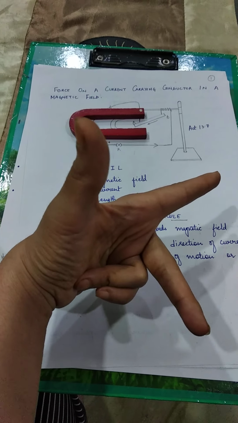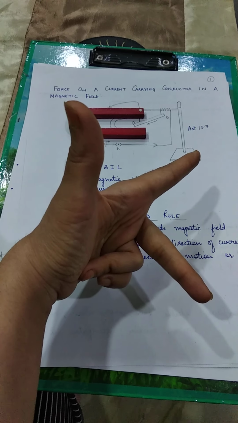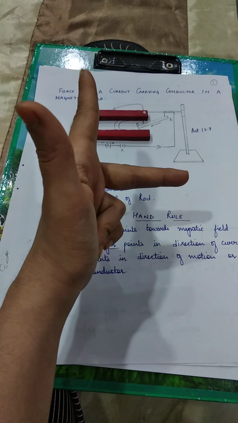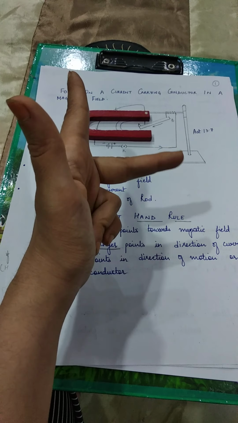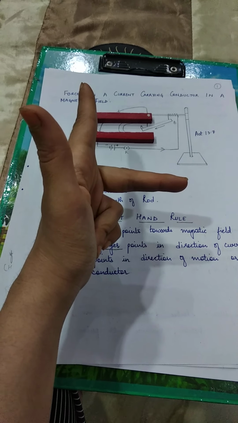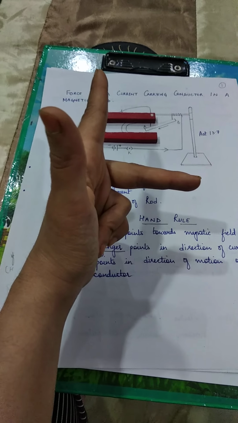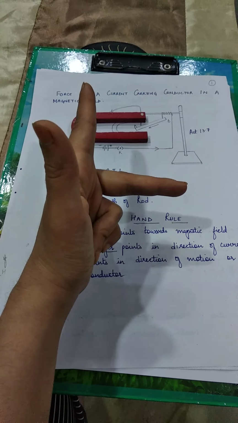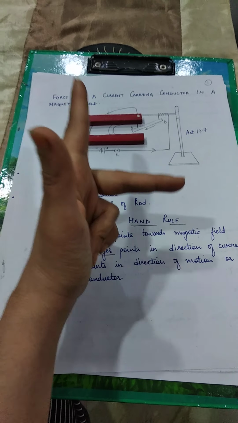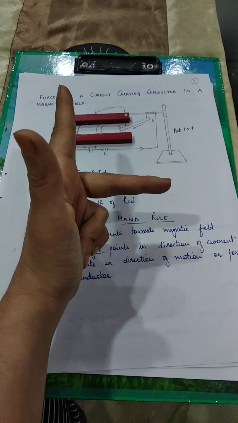Now, when is the force said to be maximum? Remember, force will be maximum on a conductor or a metallic rod when the direction of magnetic field and the direction of current are mutually perpendicular to one another, forming a 90-degree angle between one another. Then we say that the force is maximum on the rod. So when is the force maximum? The force is maximum when the direction of current and that of magnetic field make an angle of 90 degrees. I hope it's clear.